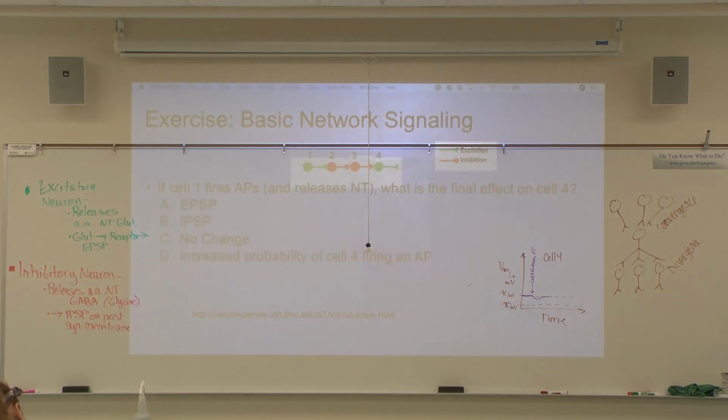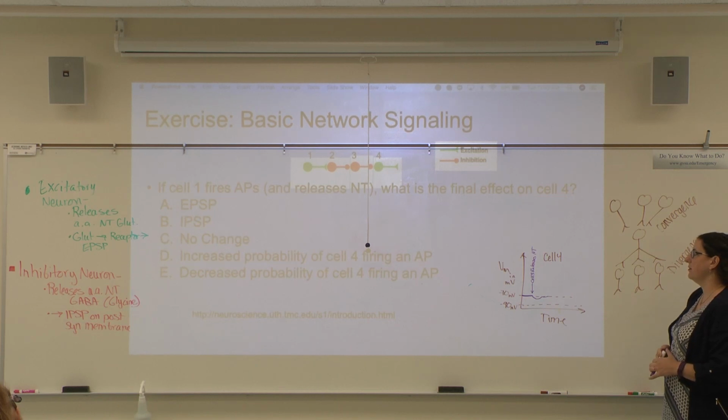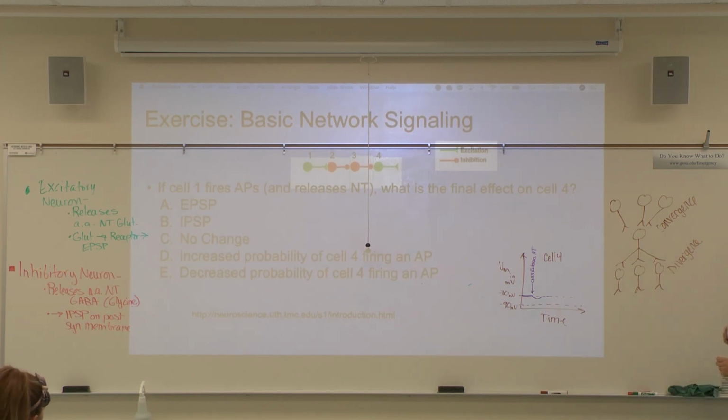Now let's go back to the bigger question. Cell 1 fires action potential and releases neurotransmitter. What is the final effect on cell 4? Keep in mind that these things are not happening in a vacuum. All of these have other synapses going on. And think about how membrane potential of cell 4 will change if this whole pathway occurs rather than just cell 3 to cell 4.